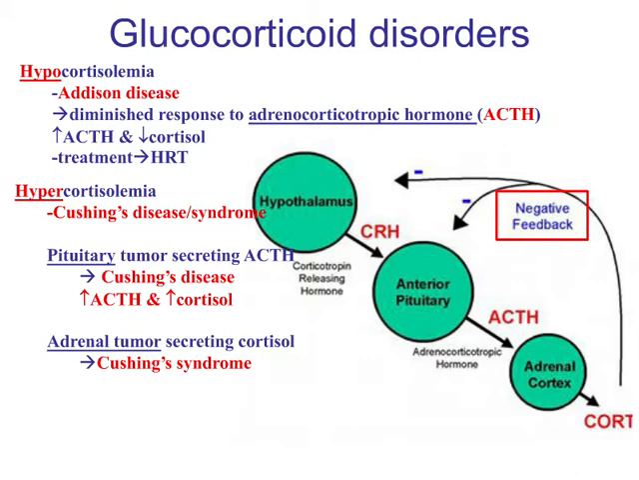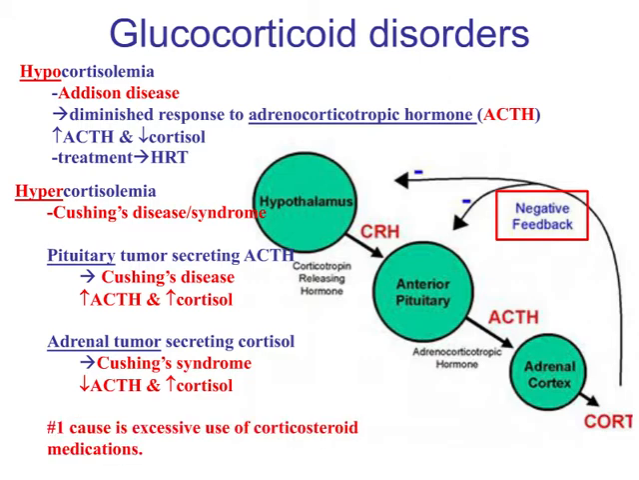Hypercortisolemia can also result from tumors of the adrenal gland that are secreting cortisol, resulting in Cushing's syndrome. The circulating levels of cortisol will be high, but the levels of ACTH will be very low, as the negative feedback inhibition of ACTH production at the level of the anterior pituitary will still function. Yet the main cause of hypercortisolemia is the excessive use of corticosteroid medications. Hypercortisolemia treatments will vary with the underlying cause.